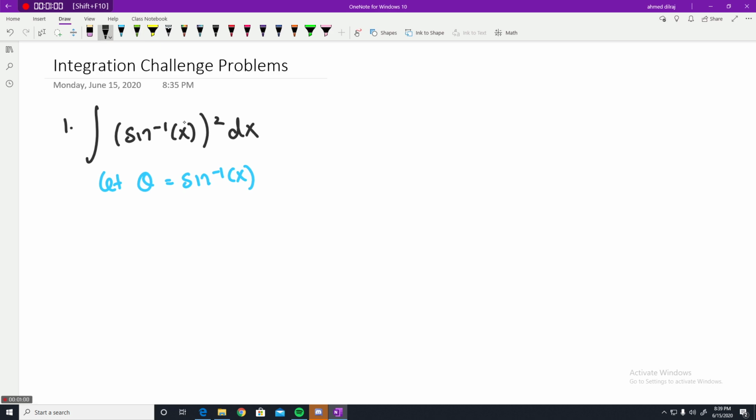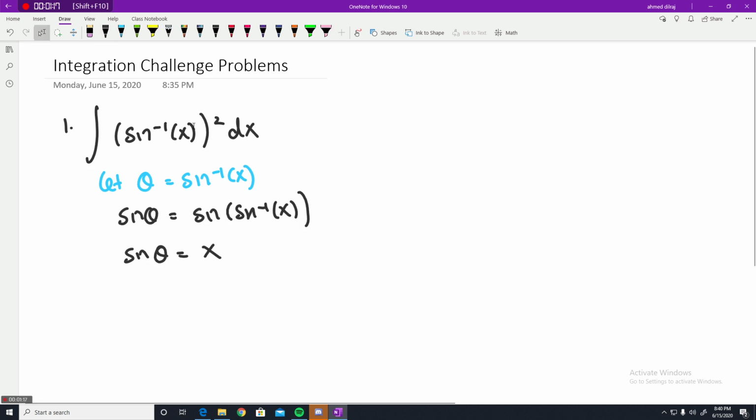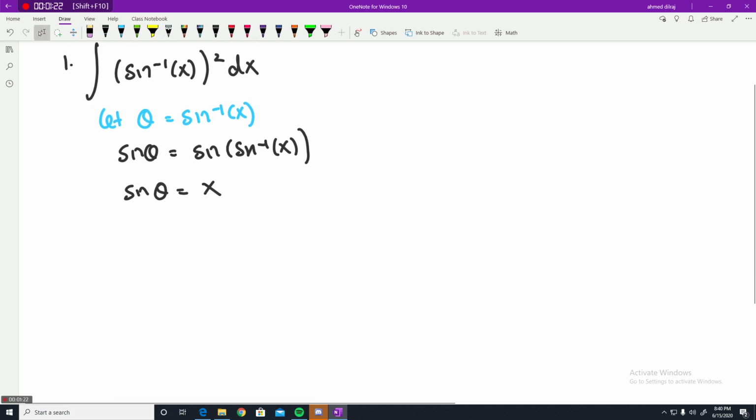So again, by taking sine on both sides, sine theta is equal to sine of sine inverse of x, and then using the inverse property of sine, which says that sine of sine inverse is nothing, sine theta is equal to x. So from this we can actually make substitutions. Initially we can see that we can make theta sine inverse of x. But what else can we do?